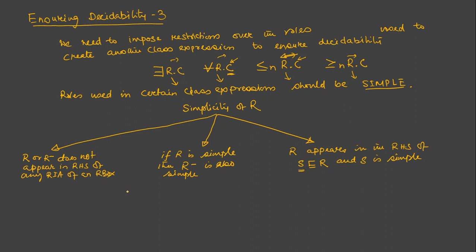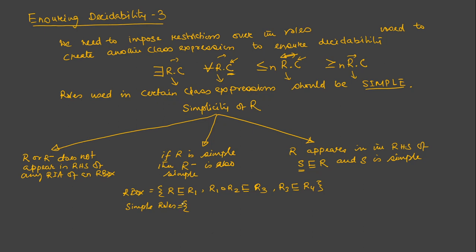So let us take an example of R box. So the example says that we have, say, R is a subproperty of R1, R1 compose R2 is a subproperty of R3, and R3 is a subproperty of R4, right? So what would be the simple roles? Set of simple roles.